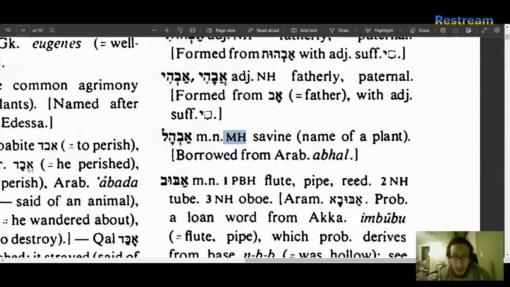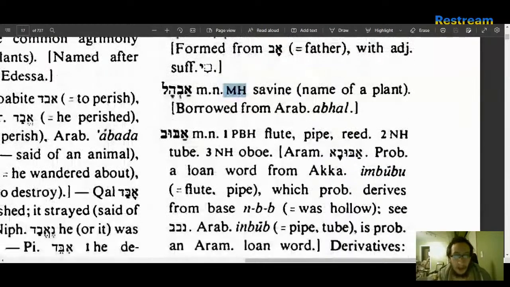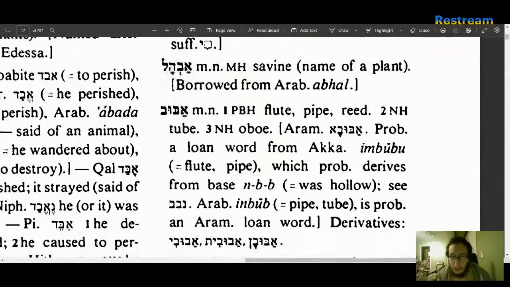Again, this is Mishnaic Hebrew. Abab is a type of instrument, post-biblical Hebrew, possibly a loan word from the Akkadian, imbub, which means flute or pipe. Arabic has the same word. They say it was probably a loan word from Aramaic, because Aramaic has that same word.